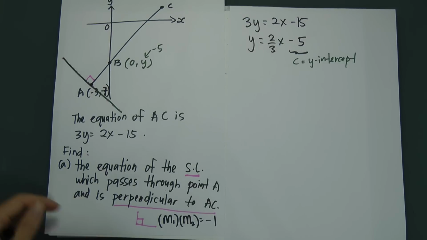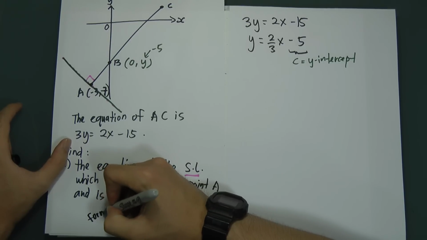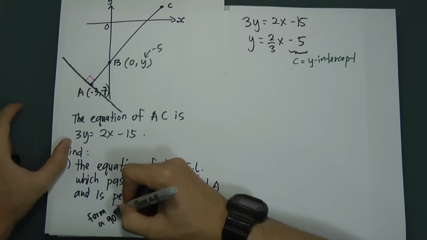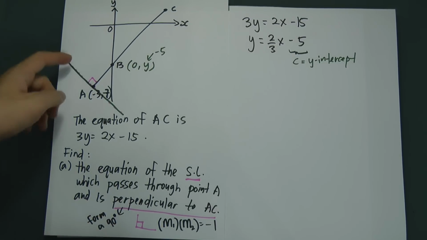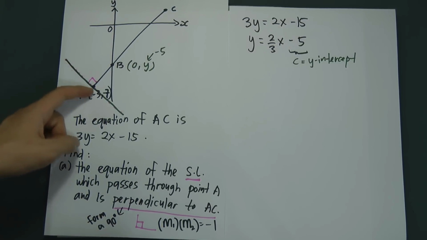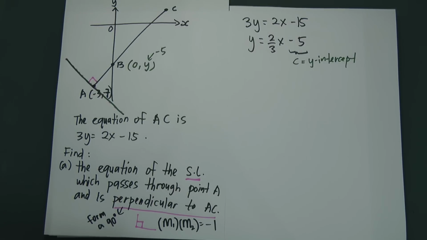Okay, it's the same meaning as perpendicular. Sometimes they will say form a 90 degree. As long as you know that perpendicular means form a 90 degree, it's the same. So m stands for gradient, which means the gradient of this straight line multiplied by the gradient of this straight line will equal negative 1.